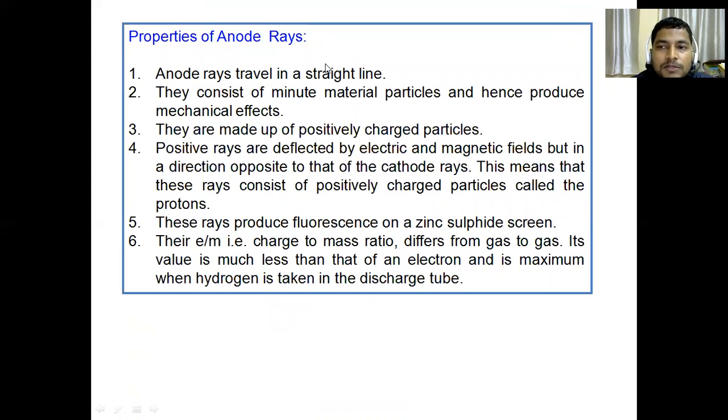Now the main important properties of anode rays are: anode rays travel in a straight line. They consist of minute material particles and hence produce mechanical effect. They are made of positively charged particles, and they are deflected by electric field as well as magnetic field, but in a direction opposite to that of the cathode rays. So this means that these rays consist of positively charged particles called protons. These rays produce fluorescence on a zinc sulfide screen, and the charge to mass ratio differs from gas to gas. Its value is much less than that of the electron and is maximum when hydrogen is taken in the discharge tube.